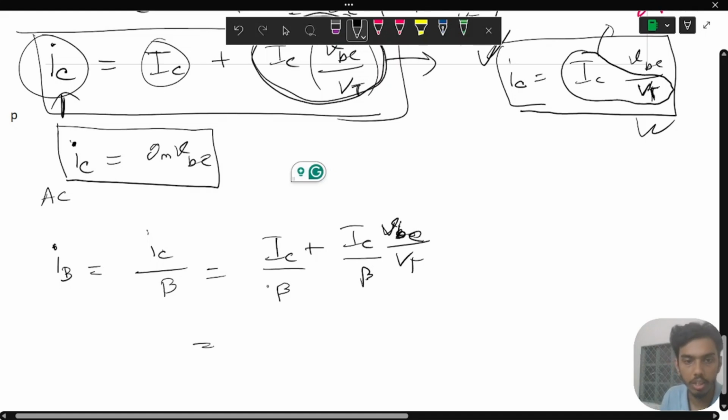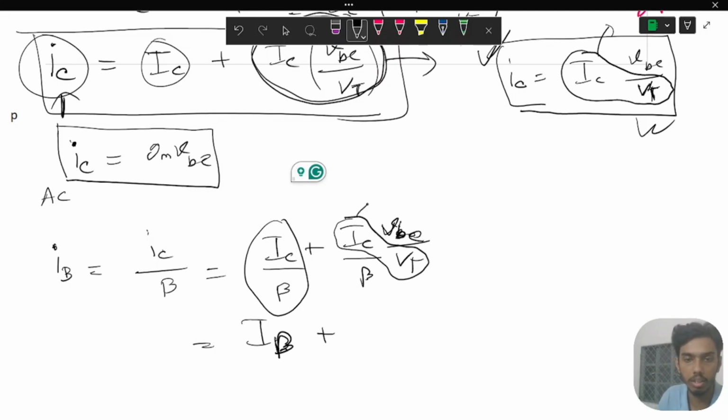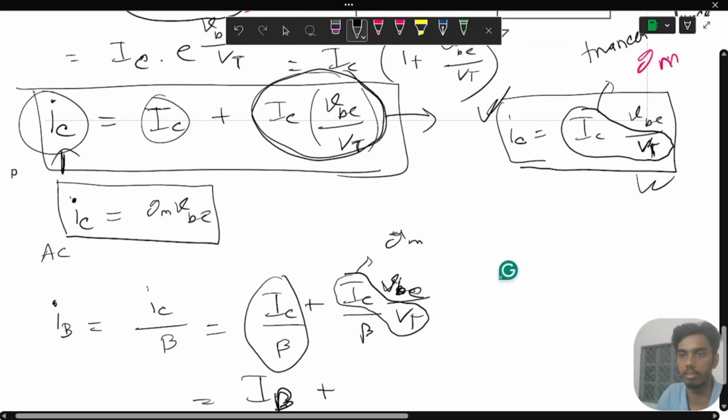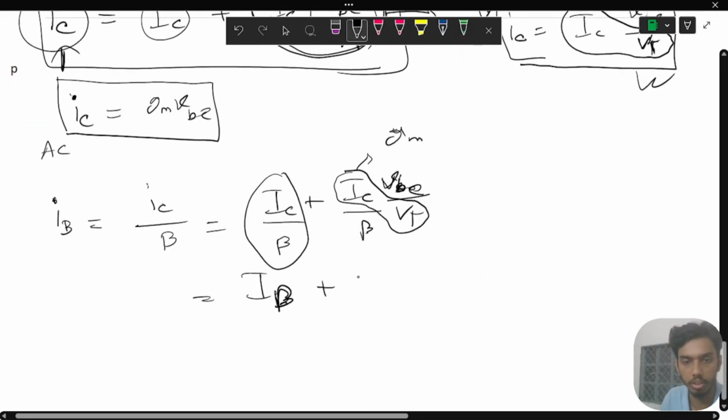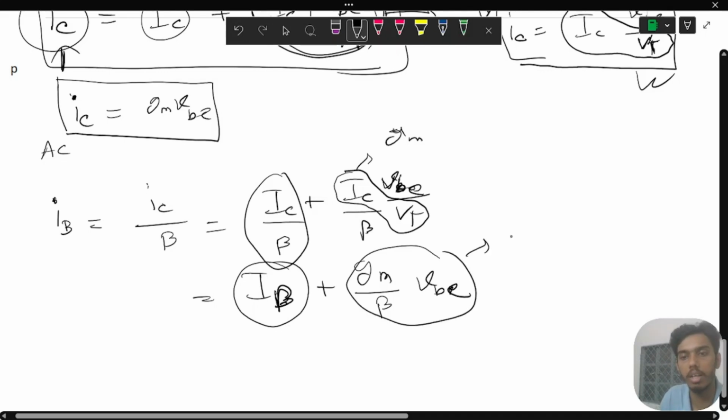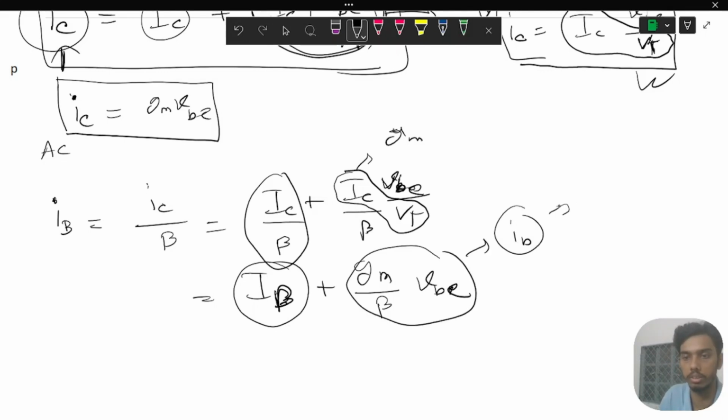Fine. So you can see that this is nothing else but the base current at DC. This is very easy to understand, I hope. And this is also another g_m, the same g_m we have derived here, the transconductance gain. So we can write g_m by beta times v_be. This portion is the DC term, and this portion represents the AC base current at small signal.